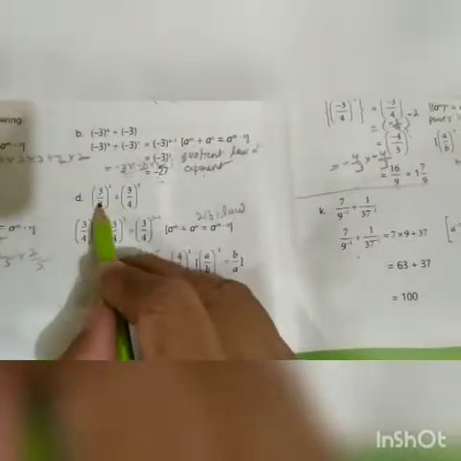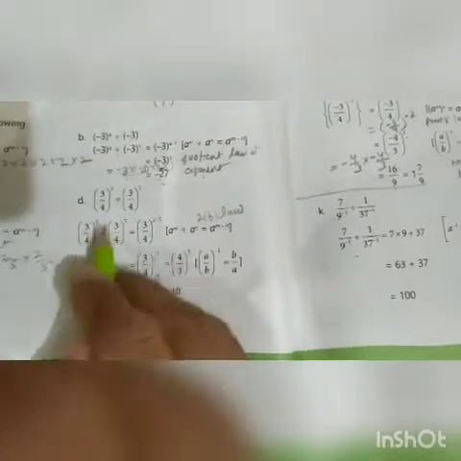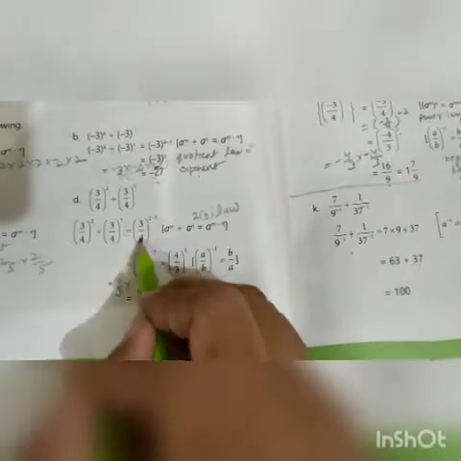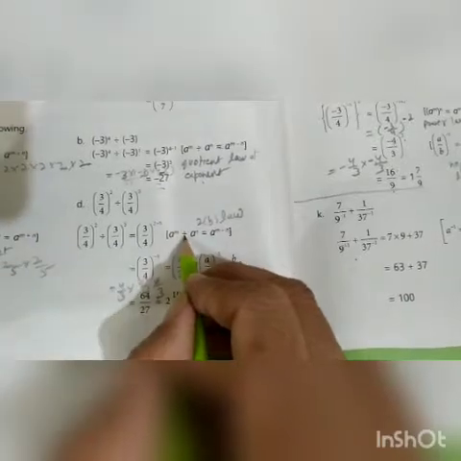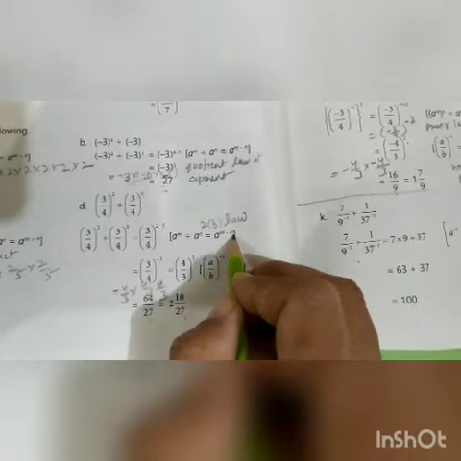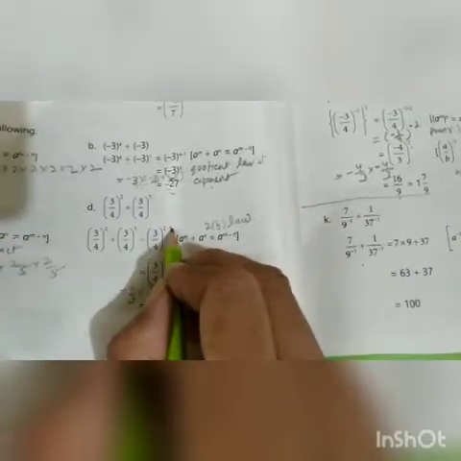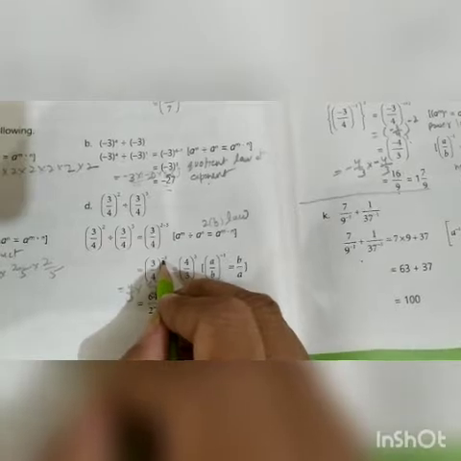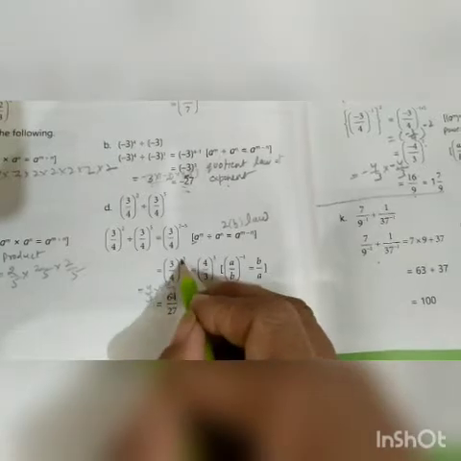Come to D. 3 upon 4 whole power 2 divided by 3 upon 4 whole power 5. According to the second law, the quotient law of exponent, a power m divided by a power n is equal to a power m minus n. So 3 upon 4, power 2 minus 5. 2 minus 5 will be minus 3. First we have used the quotient law of exponent, then we get 3 upon 4 power minus 3.